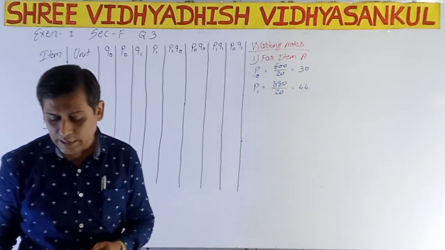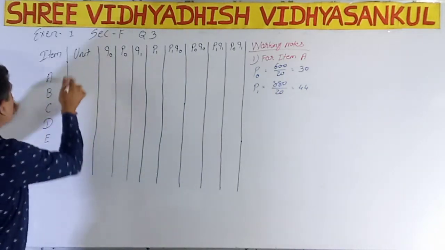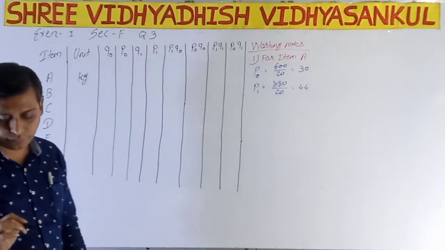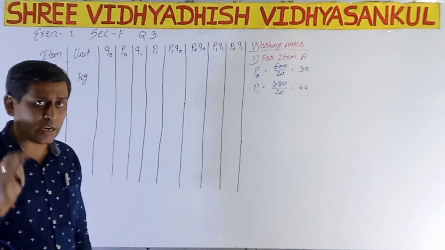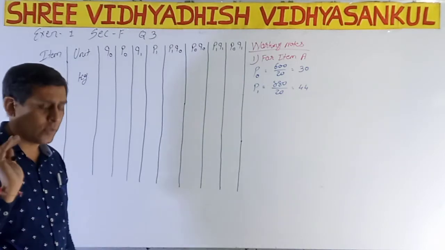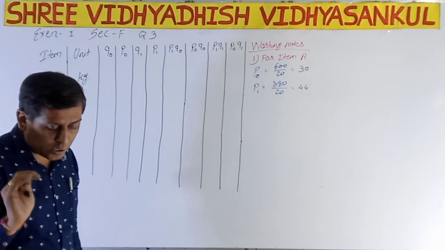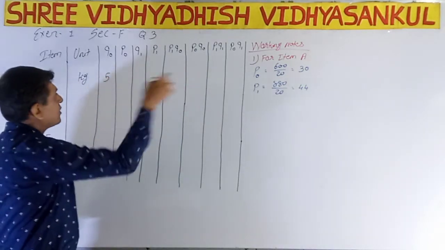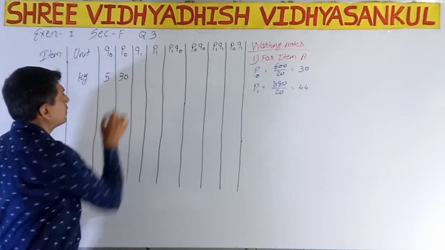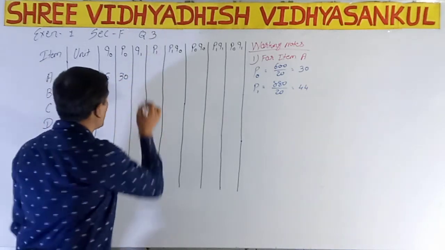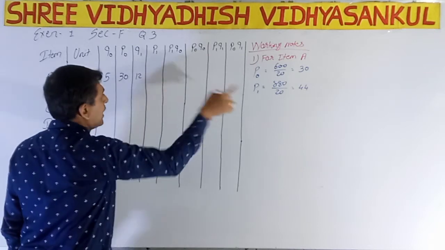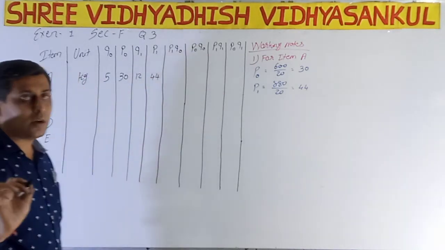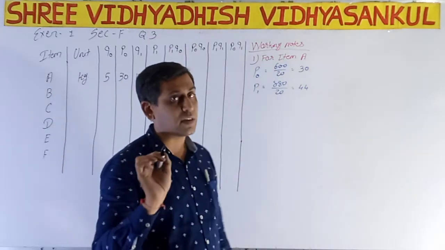Now we have to write the values here. In the unit column we have to write kg, right? 20 is removed, so we don't have to write 20. Now the quantity of the base year is 5, price is 30, quantity of the current year is 12, and the price is 44. Okay, so here item A is complete.